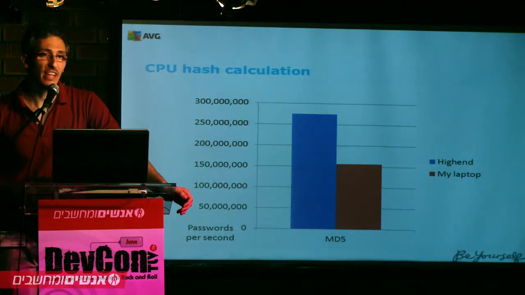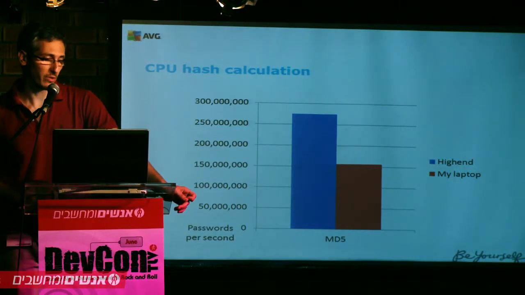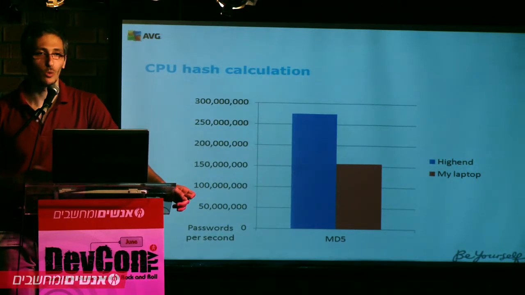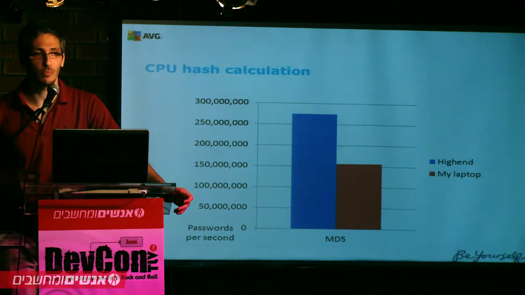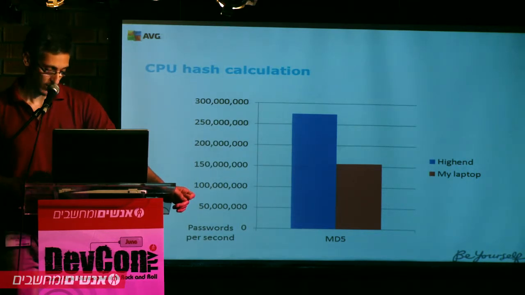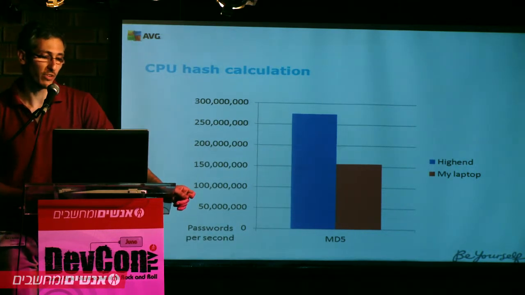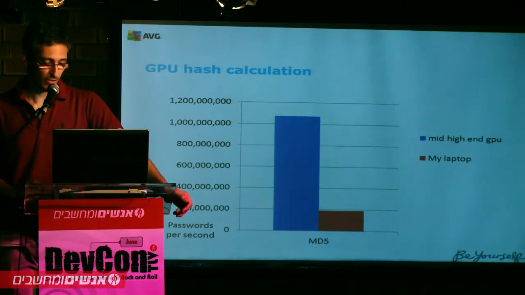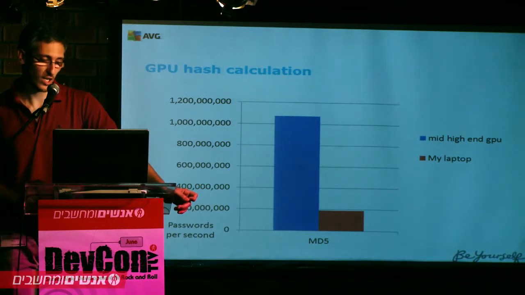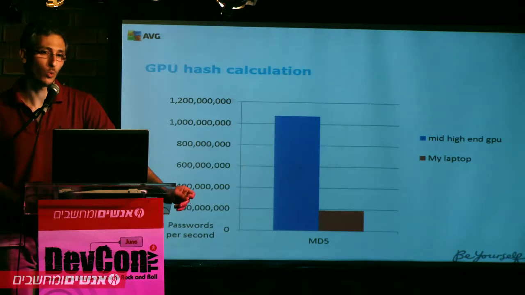So up until now, I haven't mentioned GPUs. I would like to give a short introduction into GPUs, because the main idea behind my talk is to use GPUs for password cracking. So we're going to talk a little bit about GPUs, and we start with how much time it would take a GPU to crack a password. So on a mid-high range GPU, we're able to crack just over about 1 billion hashes per second.